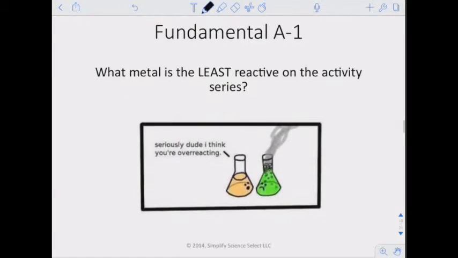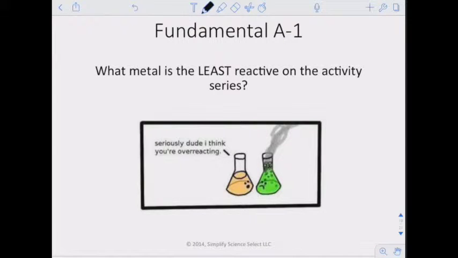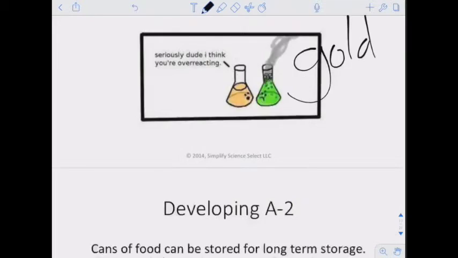So let's look at our fundamental question. It says, what metal is the least reactive on the activity series? And so the one that we looked at, gold, is the most unreactive. And you'll see in really good electronics, they use gold in the microchips because it is unreactive. And especially, they'll use gold in things they send up in the space shuttles.